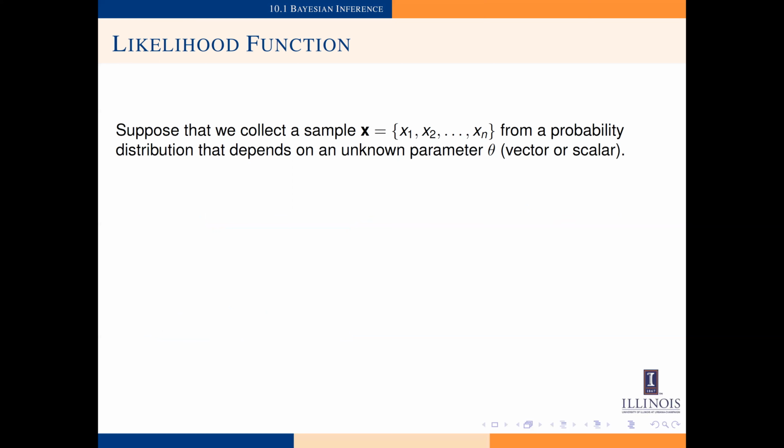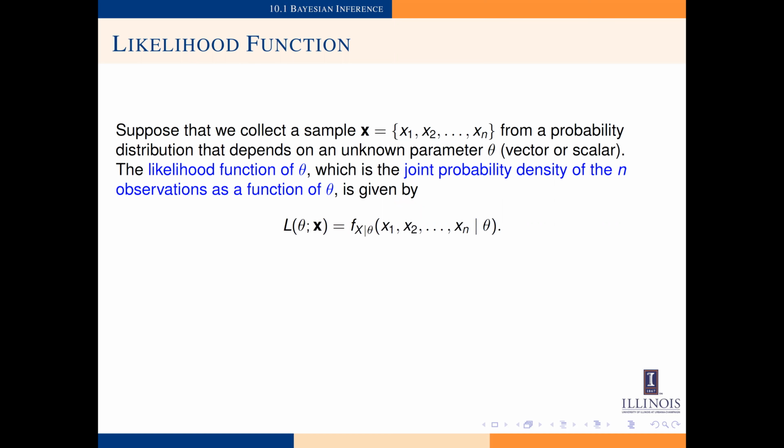So let's consider the following case where we collect a sample X. There are a total of n samples from a probability distribution that depends on an unknown parameter theta. Here, theta can be a scalar, so a simple number such as the Bernoulli probability of success, or it can be a vector. So theta can be, say, the normal mean and the variance together, or something else like your regression model parameters. So our unknown parameter is theta and our data is x.